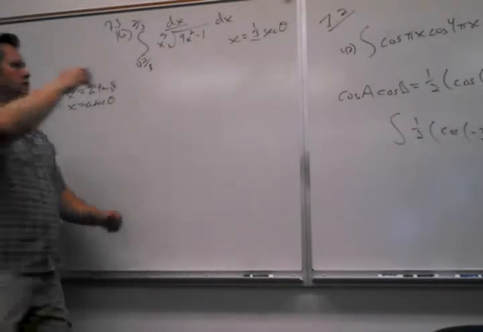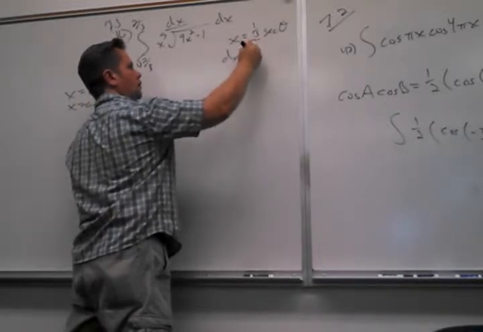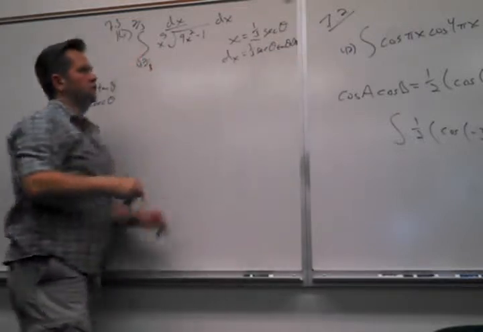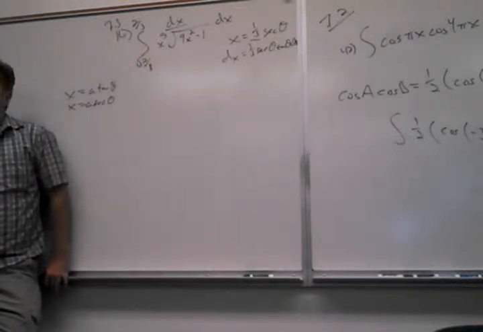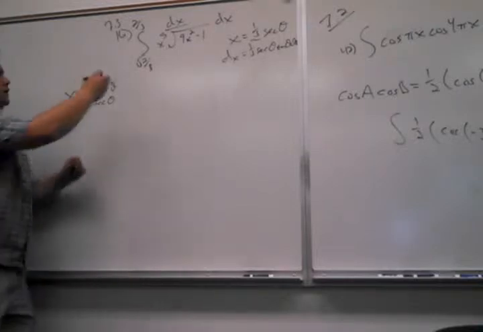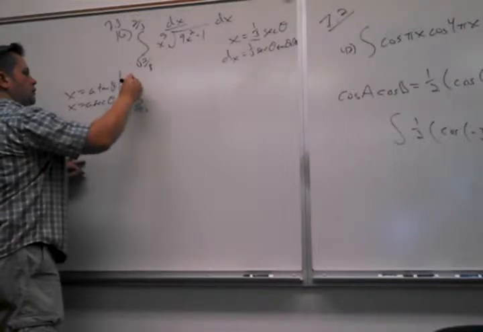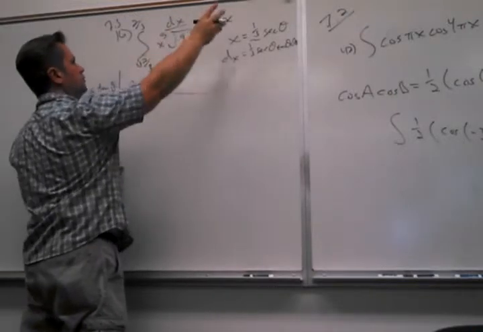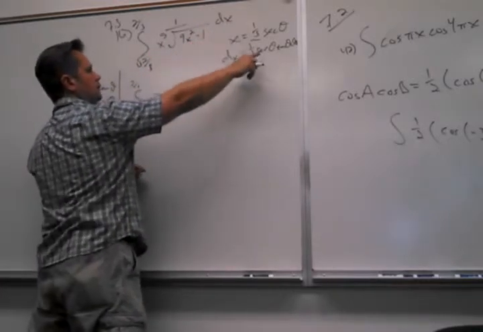So what's dx? Cool. 1/3 secant theta tangent theta. Okay. And then we've got, so what do we got here? I have two dx's running around. So I've got dx is this.